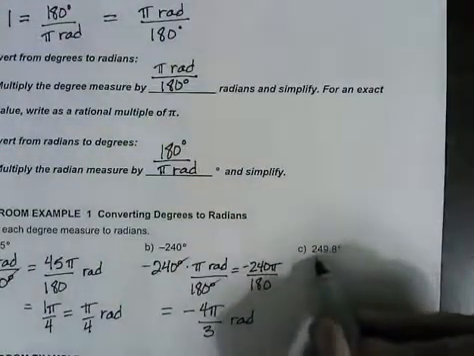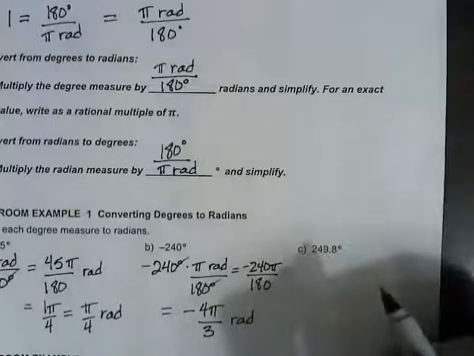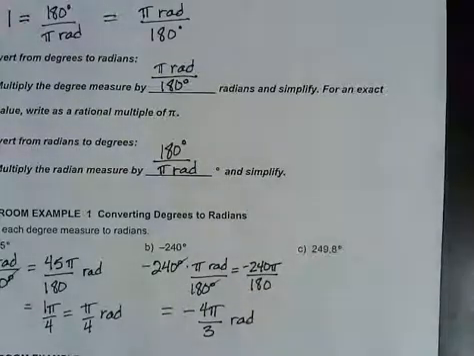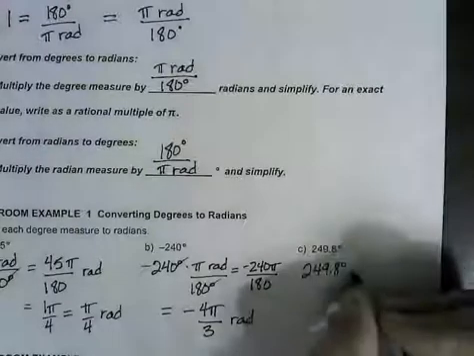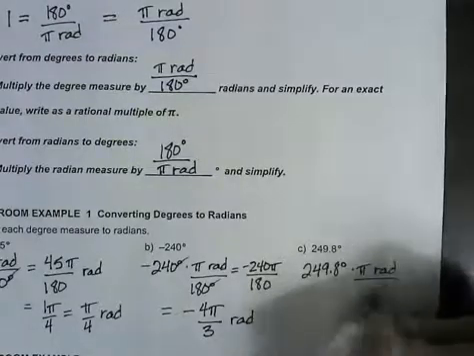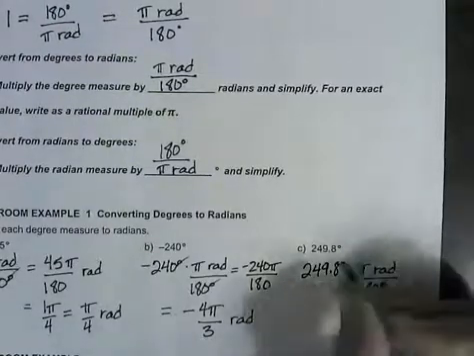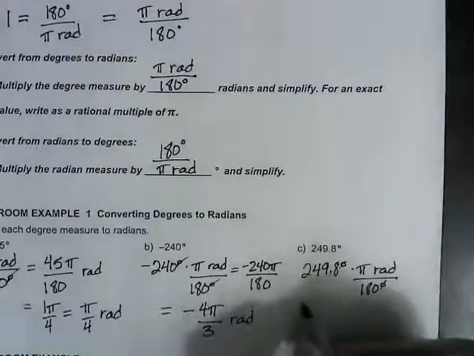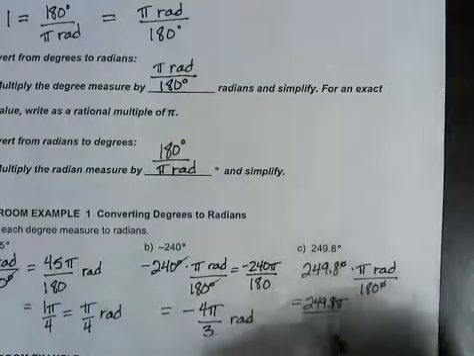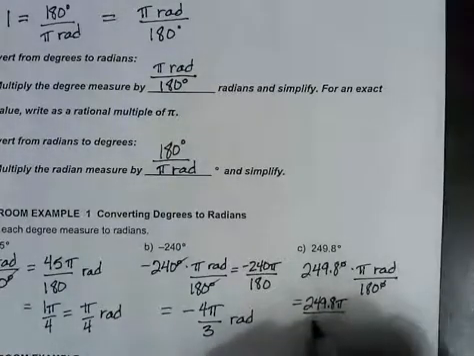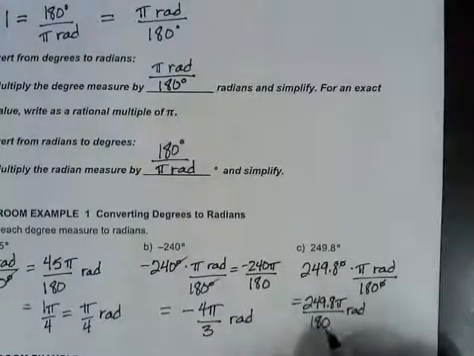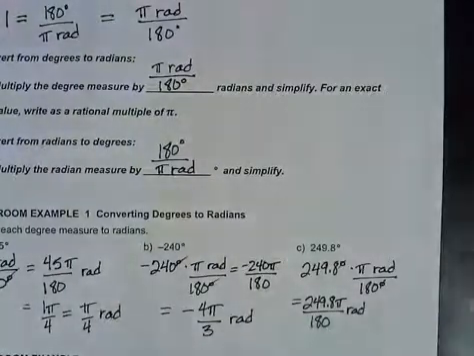For this last one, since this is already written in decimal degrees, I'm going to write an approximation for the radians instead of using an exact value. I'm still using the same unit fraction, so I'm still using pi radians over 180 degrees. My degrees cancel out. That gives me 249.8 pi over 180. This time I'm just going to put this entire thing in my calculator to get an approximation.